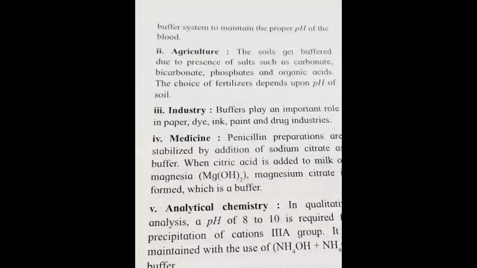Second, in the agriculture field, the soil gets buffered due to the presence of salts such as carbonates, bicarbonates, phosphates and organic acids. The choice of fertilizers depends upon the pH of soil. Third, in the industrial field, buffers play an important role in paper, dye, ink, paint and drug industries.